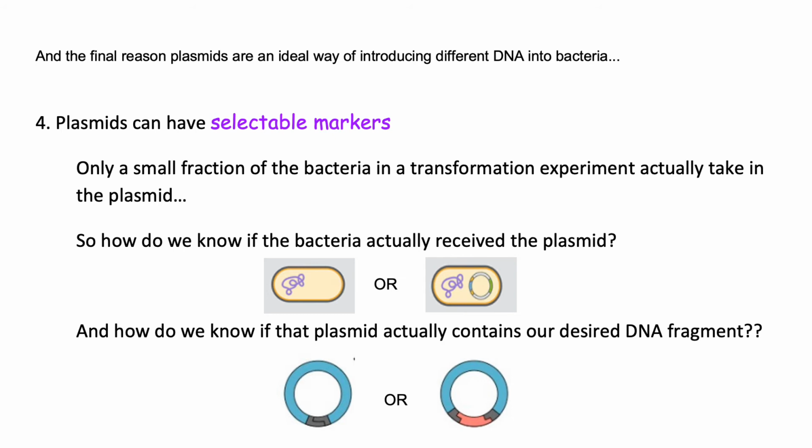So how do we know if the bacteria actually received the plasmid? You're going to have some bacteria that have just their normal chromosomal DNA, but some that have the plasmid that we tried to insert that actually did go inside the bacterial cell. So how do we know which ones are which? And then, how do we know if that plasmid actually contains our desired DNA fragment? How do we know that when we cut the DNA fragment and insert it into the plasmid, it actually worked?